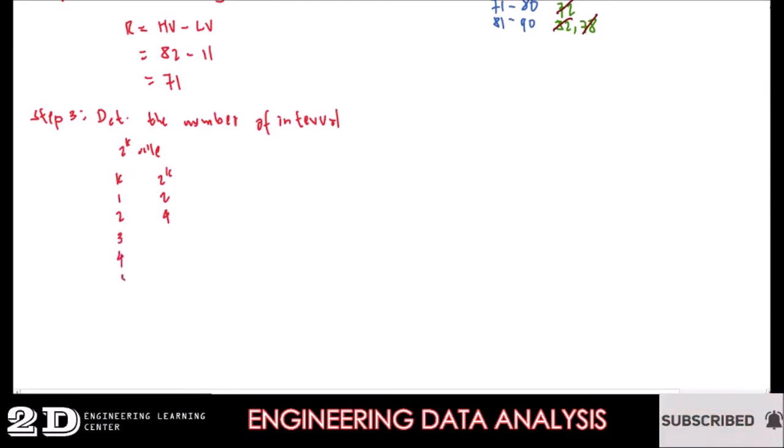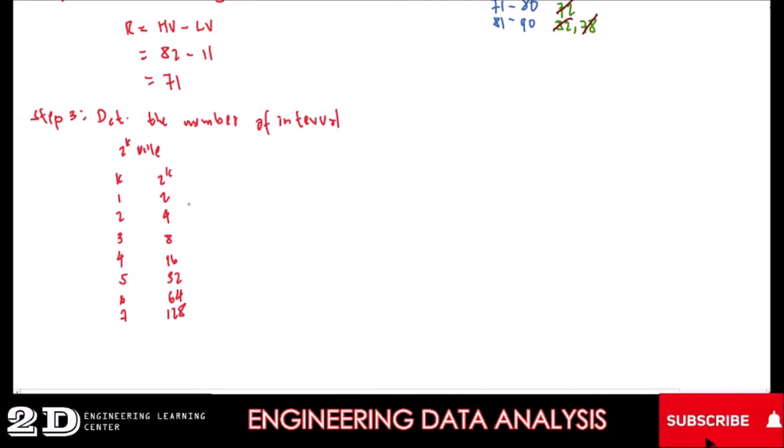3, 4, 5, 6, 7. So this will be 2 to the power of 3, this is 8. And this will be 2 to the power of 4, that will be 16. So this will be 32. This will be 64. And 2 to the power of 7 will be 128. So that is the 2 to the k rule.